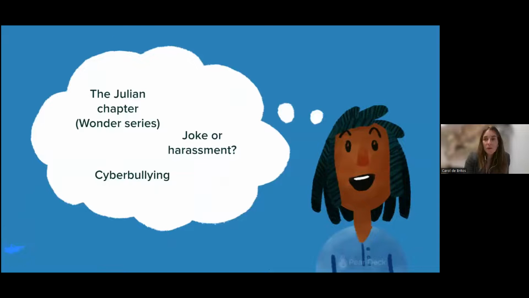We complement this project with other activities, other interventions, other materials throughout the year. This is something that we do at the beginning of the year in grade six, but throughout the rest of the year, for example, we read the book, the Julian chapter, which is the second part of the Wonder series. And it's a great book because you see the same story, but from the point of view of the boy who is bullying August. Okay, so you see the other side of the situation.